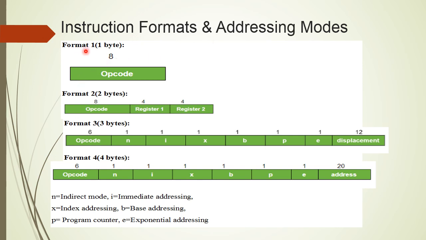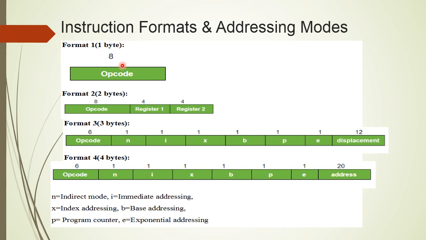One is format 1. As I already mentioned, format 1 is of length 1 byte. It looks like this: we will be having only the opcode followed by nothing. There is no operand for such an instruction. The instructions of SIC or SIC/XE machine are in the form of label followed by opcode followed by operand. So the format 1 instruction will have only the opcode, but don't get confused that even the format 2 instruction also has only the opcode.